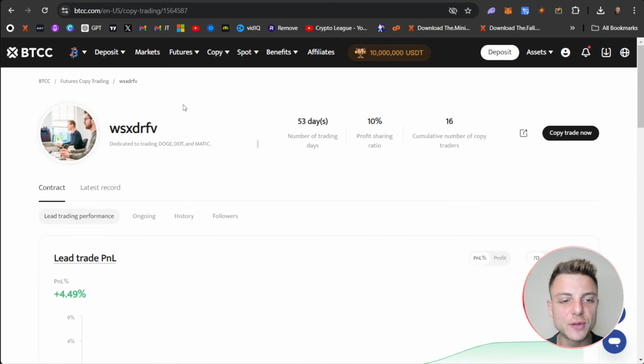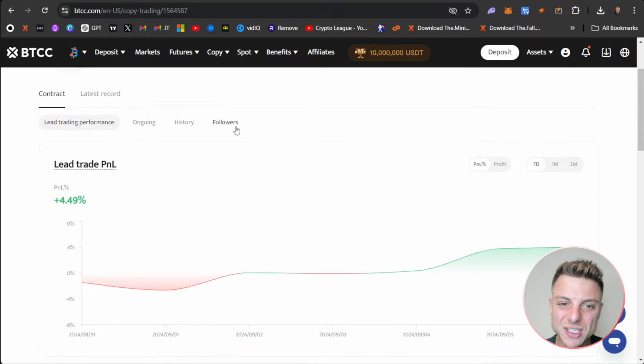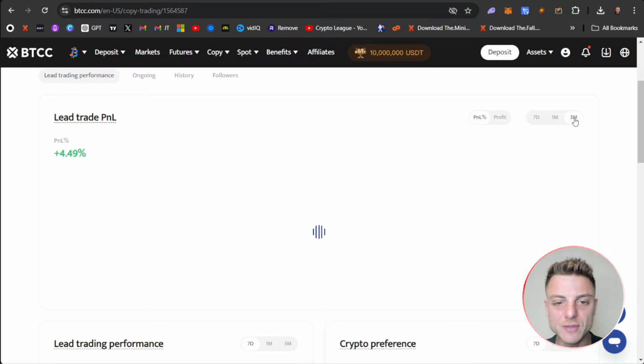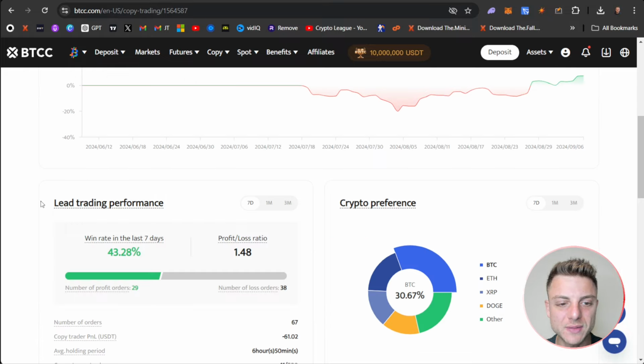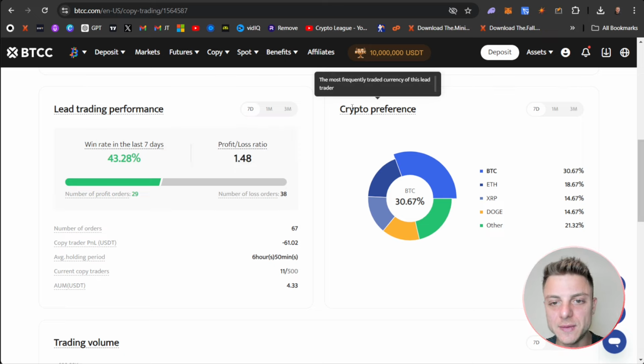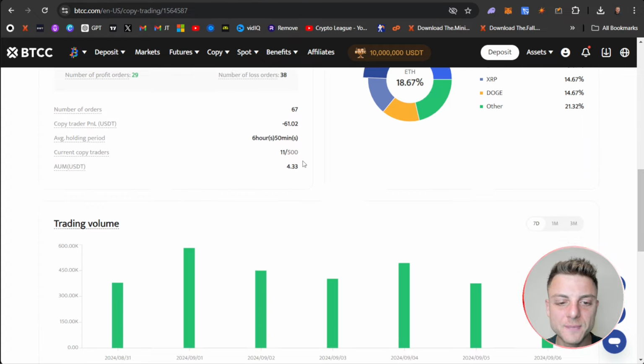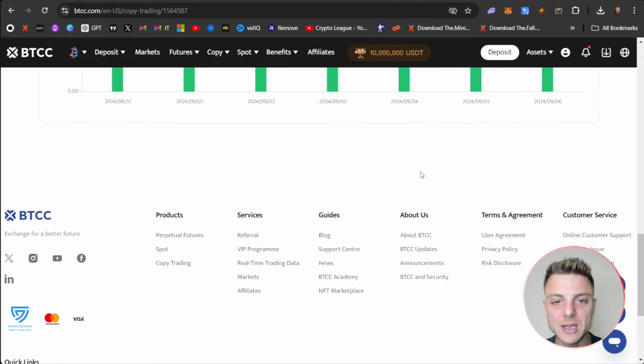We can even dive further into copy trading. You can click on any particular copy trader right here. We can see the number of trading days, profit sharing ratio, cumulative number of copy traders here, their lead trade profit and loss. We can see ongoing history, followers over the last 3 month period right here. Plus we can see their lead trading performance, win rate in the last 7 days. Plus we can see their crypto preference, the most frequently traded currency. We can see Bitcoin, Ethereum, XRP, Doge, other, and even more, plus some trading volume right here.